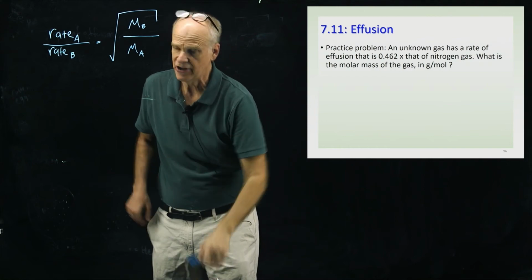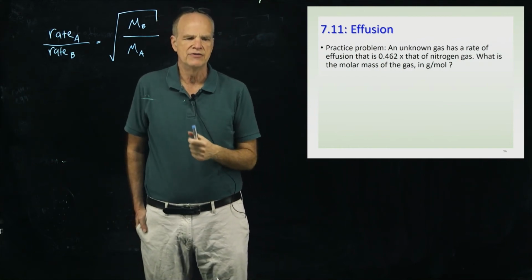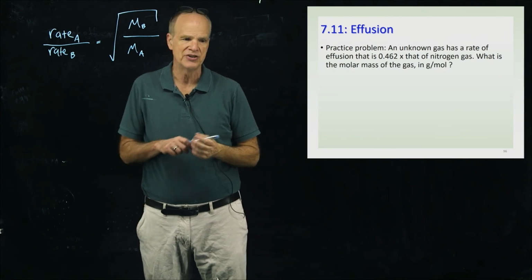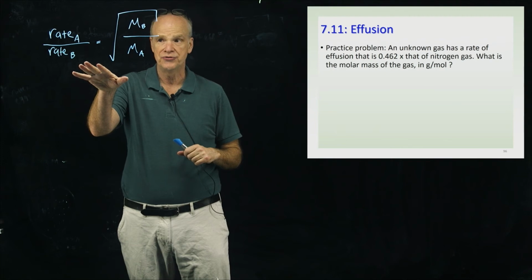Okay, the problem reads as follows. An unknown gas has a rate of effusion that is 0.462 times that of nitrogen gas. What is the molar mass of the gas in grams per mole? Okay, and so we can go ahead and use this formula.